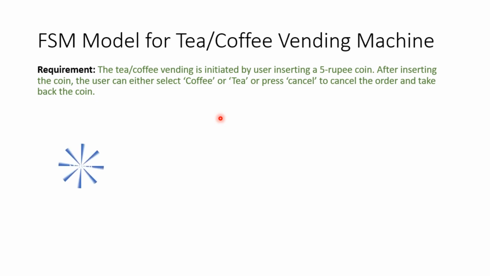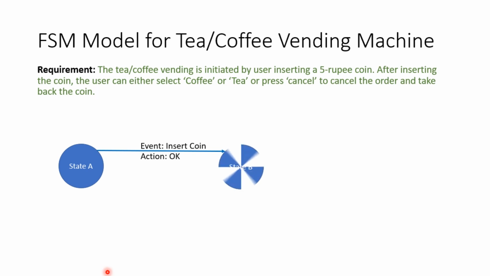Let us see that. So the first state is, let me name it as state A. So you know what state A is? State A is wait for the coin. So the first state is waiting for the coin. Now an event occurred, that is the user has inserted the coin. So basically the action is just, okay, I have inserted the coin. So the next state is waiting for the user input.